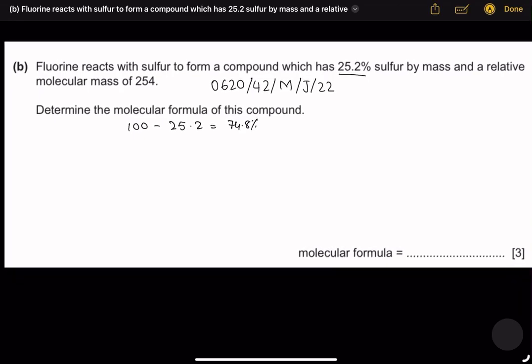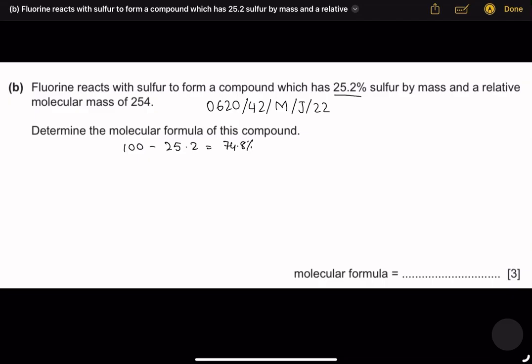And then we have to convert the mass into moles, like the percentage into moles. So that will be 25.2 divided by 32.1, which is the molar mass of sulfur, or if we can just take it 32. And then we have the mass of fluorine, which is 74.8 divided by 19. So here we will have 0.785 and 3.937.